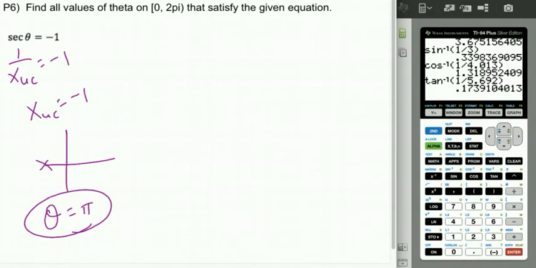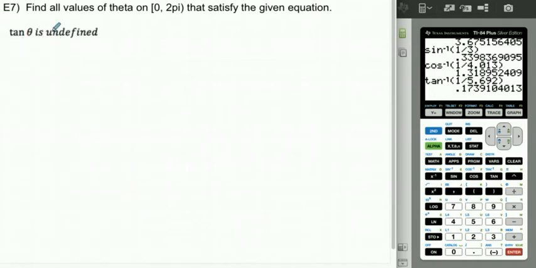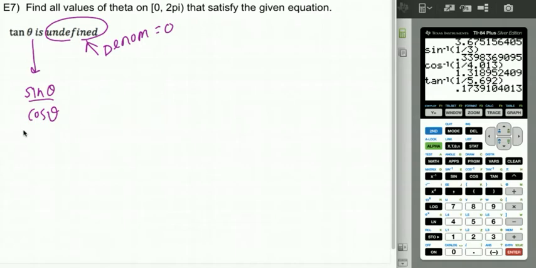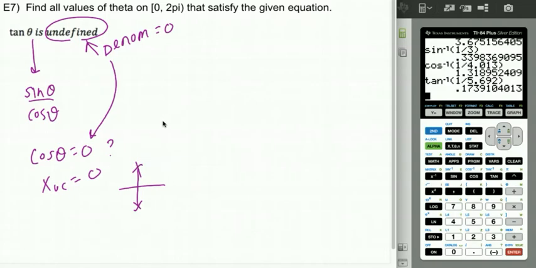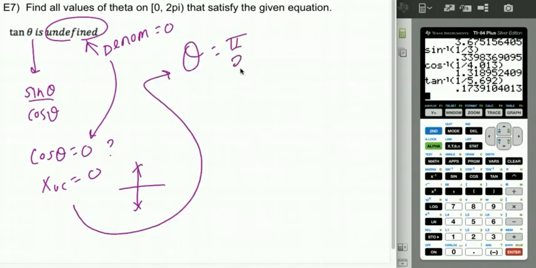All right. So this one's a little bit trickier. Tangent of theta is undefined. So what it means to be undefined is that your denominator is 0. So I know that tangent of theta is sine theta over cosine theta. So I know that what I'm actually looking for is when cosine of theta is 0. So where is the x on the unit circle equal to 0? Well, that's here and here. So my answer is going to be theta equals pi over 2 and 3 pi over 2.